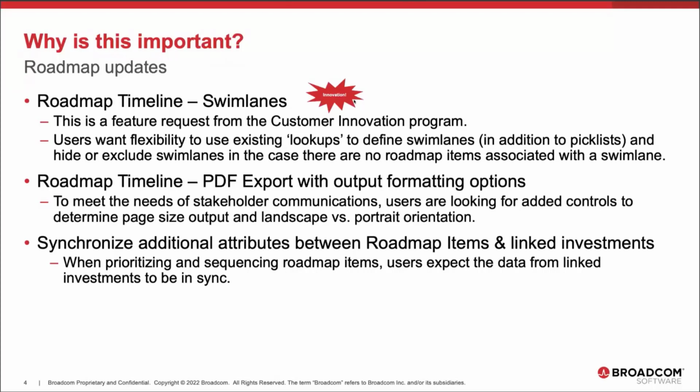The PDF export is an extension again of a functionality that we had back in 16.0. And now we're meeting the needs of stakeholder communications where they're looking for those additional controls to determine basically the output, page size and or page orientation. And then synchronizing additional attributes is also kind of an extension. It allows us to increase adoption for those users when they're prioritizing and sequencing roadmap items. They really expect that data from the linked investments to be in sync.